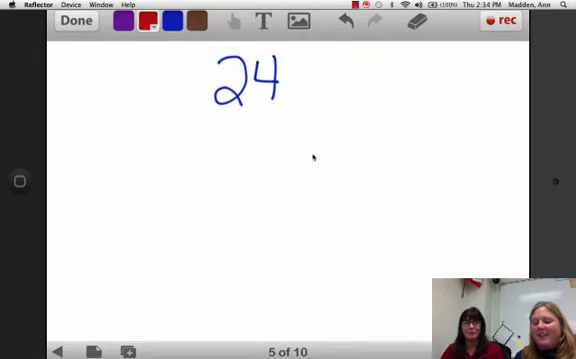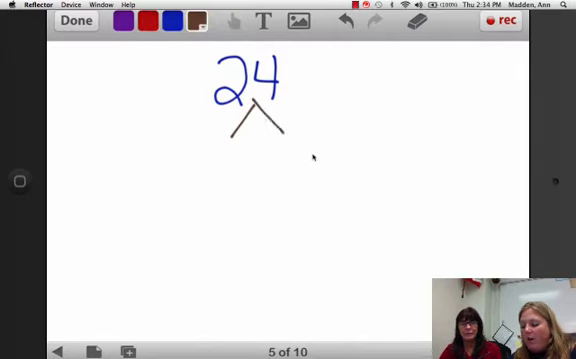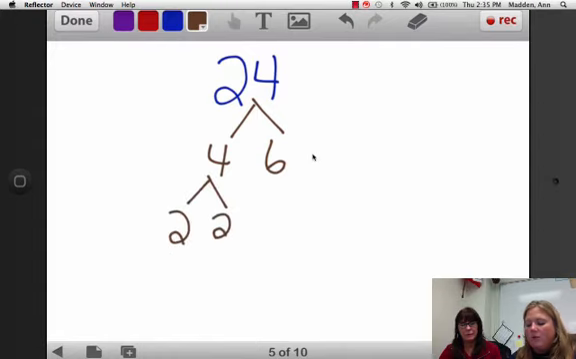Next one. Let's look at 24. If I break it apart, 4 times 6 is 24. That's the first one I thought of in my head. You might have thought of something else. If I break 4 apart, 2 times 2. If I break 6 apart, 2 times 3.